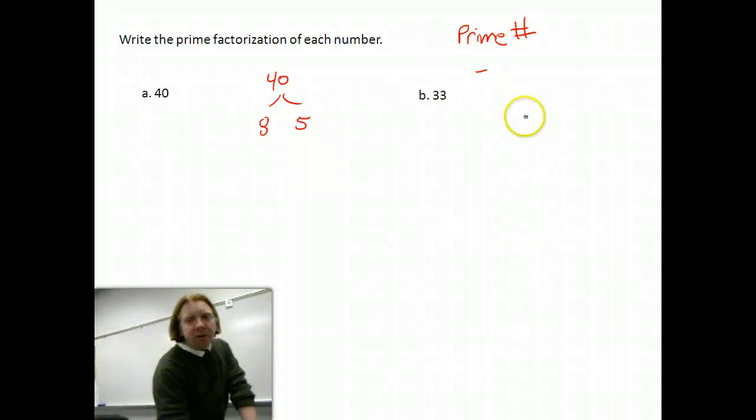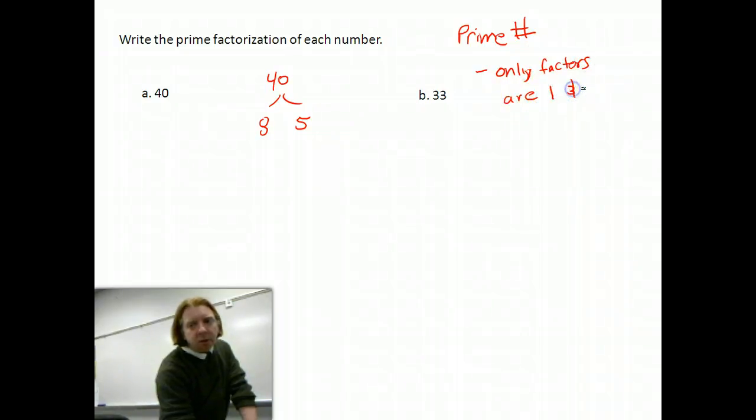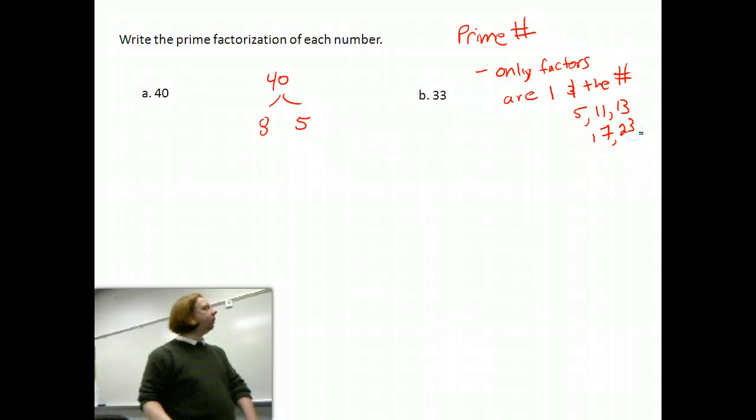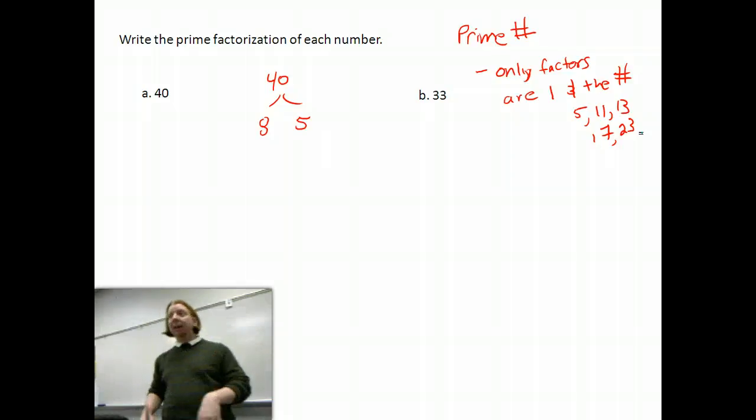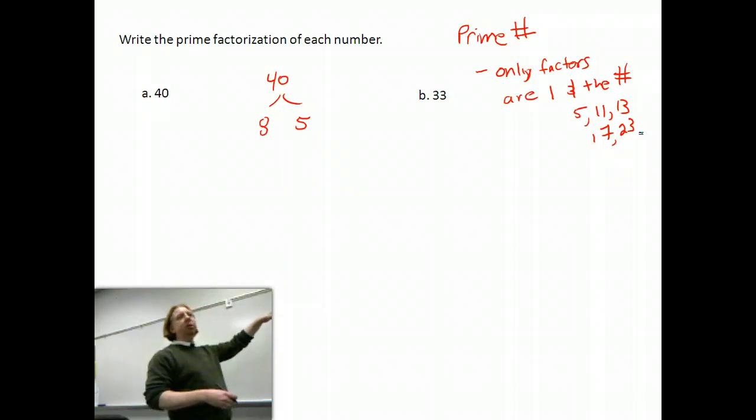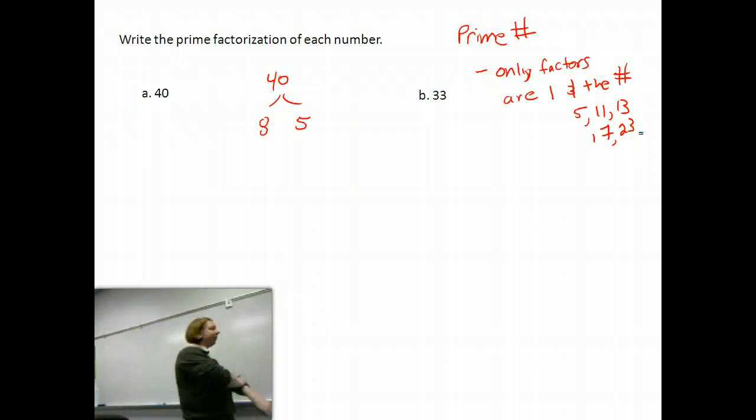Right. The only factors in a prime number are 1 and itself. So examples of this are the numbers 5, 11, 13, 17, 23. Those are all prime numbers. Nothing divides evenly into them except 1 and that number itself. So when we talk about the prime factorization of a number, our goal with this tree as we work our way down is to find all of the prime numbers that go into it.